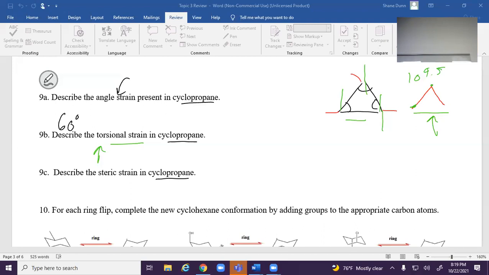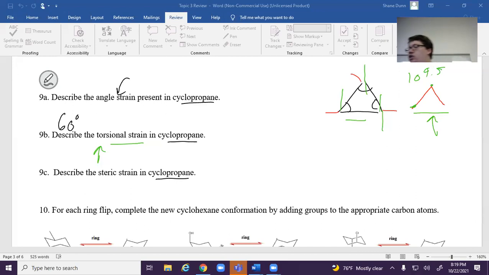High torsional strength. Is there any torsional strength if it's not being cycled? It depends on the molecule. You look at that. For example, the chair diagram should have no torsional and no steric. Cyclopropane only has torsional strength, has no steric.